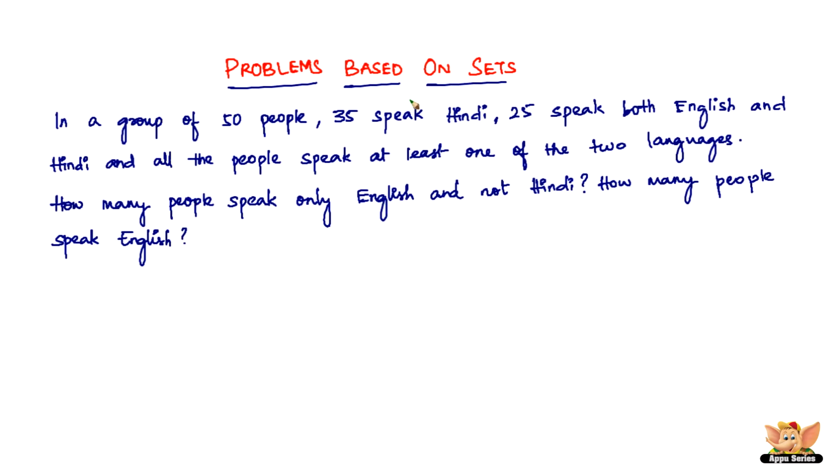Well, now how do you interpret this problem? The question is really clear. The data that we've got is A union B, that is 50. Let's keep Hindi and English, so N of H union E is 50, and N of H is 35. We have 35 speak Hindi, but we have 25 speak both English and Hindi, so that will be N of H intersection E, which is 25. So we've got so much data.